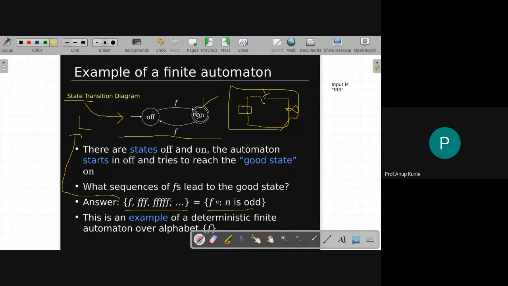तो जब भी मैं ऑड नंबर ऑफ एफ यूज करके, यानी इनिशियल स्टेट से, this arrow indicates that off is the initial state. Initially my circuit is open, or my switch is open, I should say, right? So from off state I can go to on state when the input F is given once or thrice or 5 times, and that's why I have encircled it doubly.